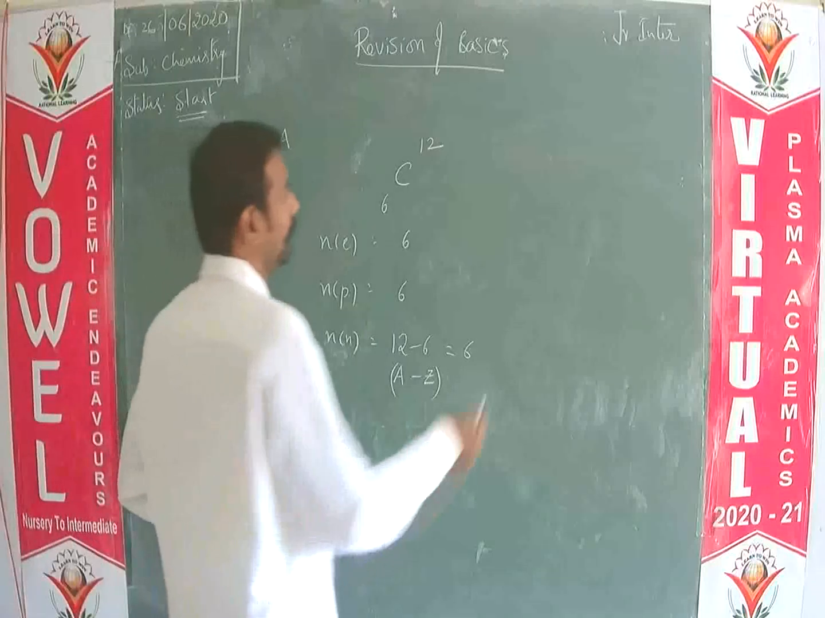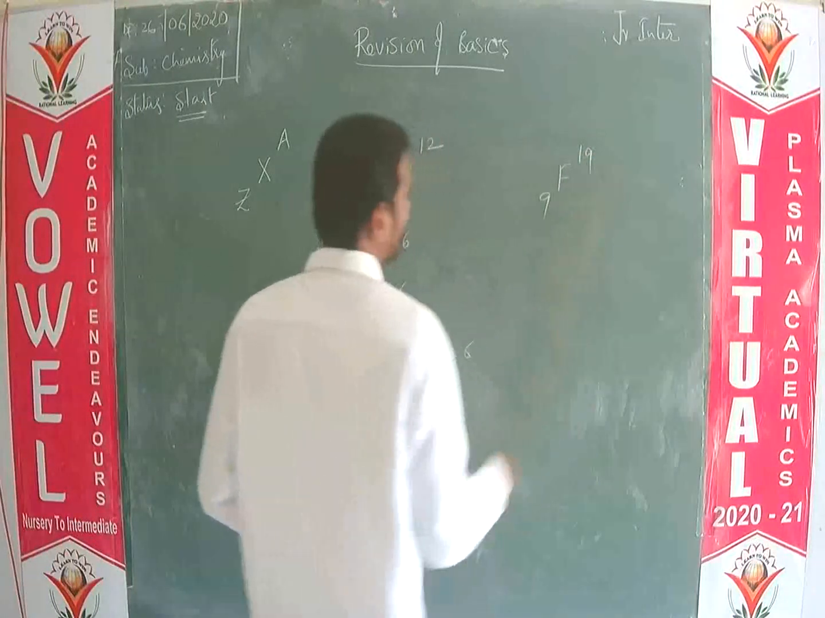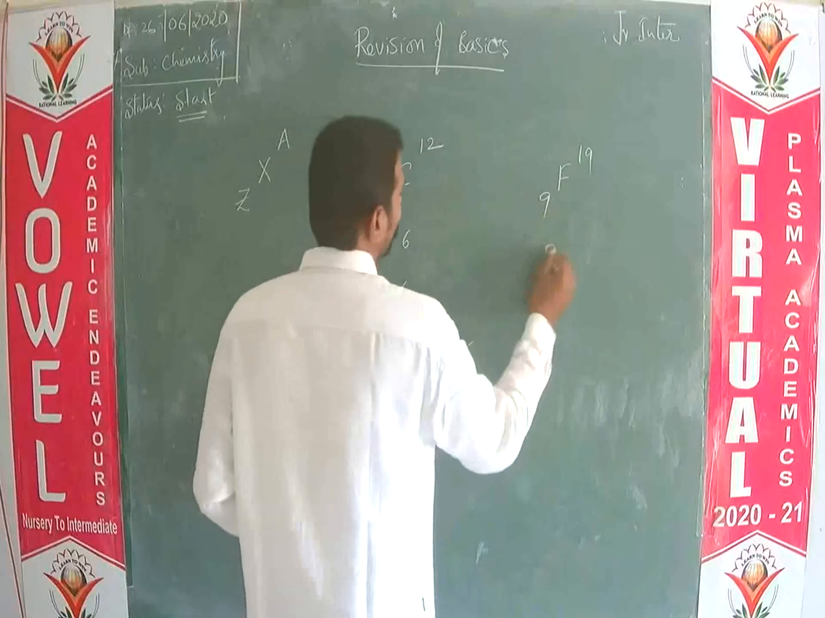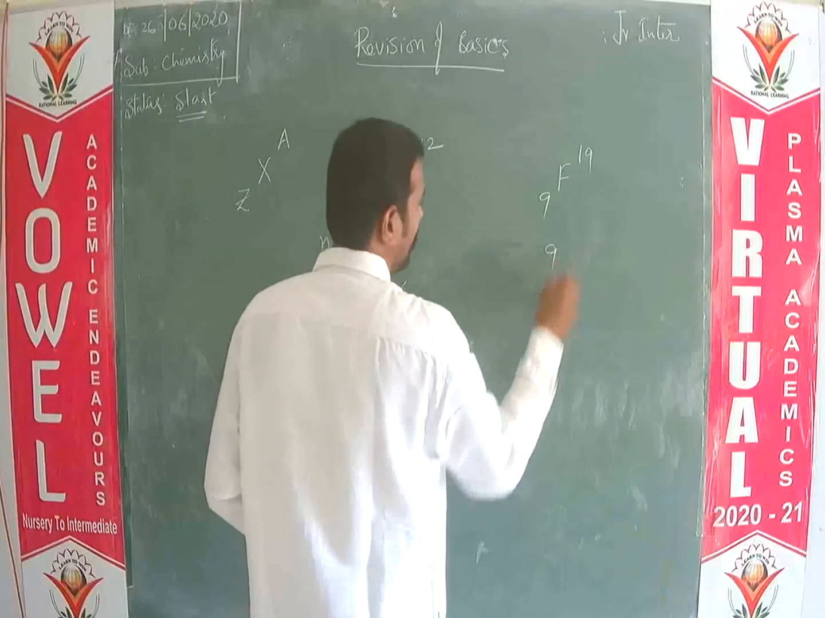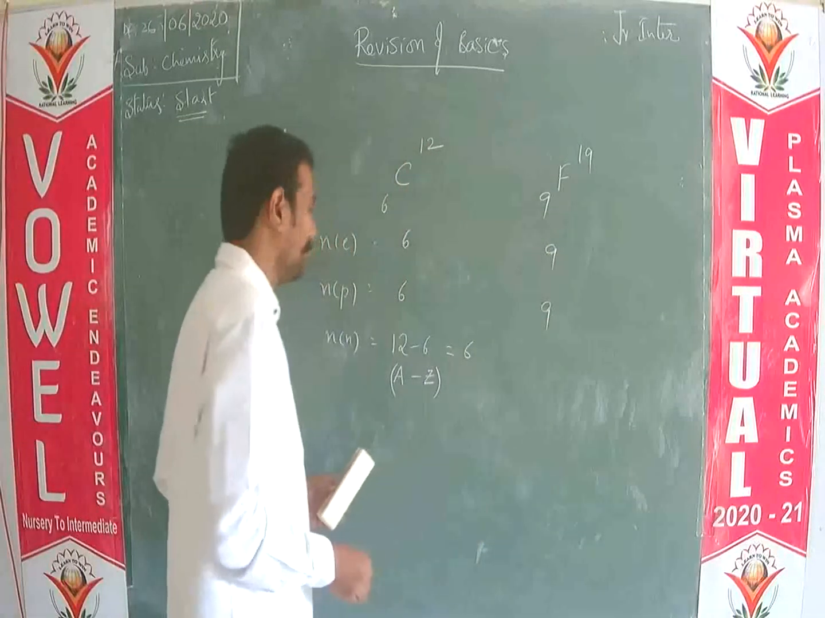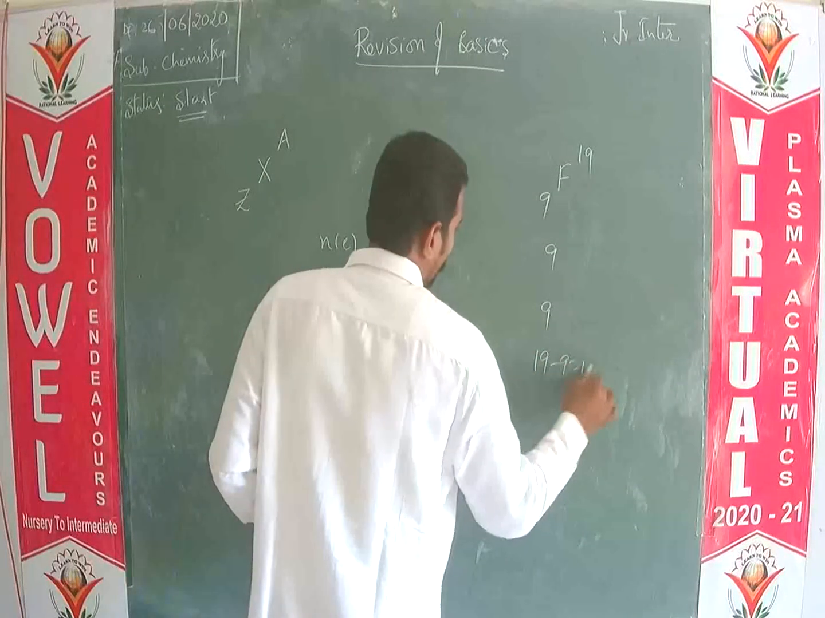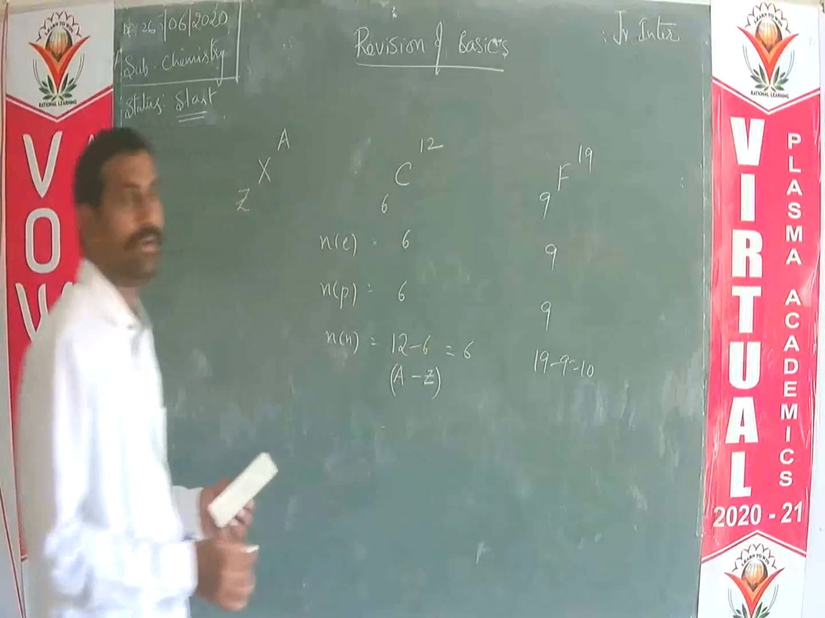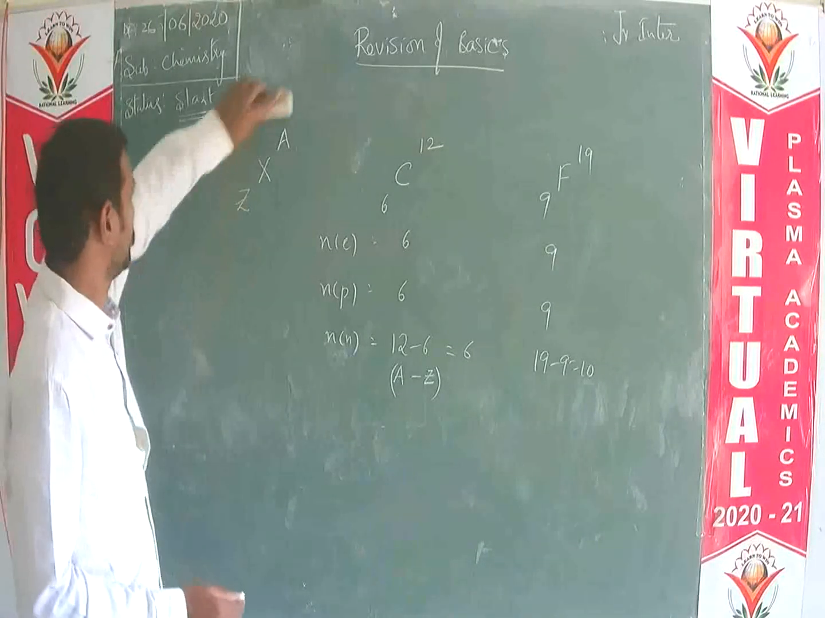For example, if we take fluorine. Fluorine has atomic number 9 and mass number 19. So the number of electrons is 9. The number of protons is again 9, because the number of electrons and protons are the same. What about the number of neutrons? That is 19 minus 9, which equals 10 neutrons present in fluorine. Next.